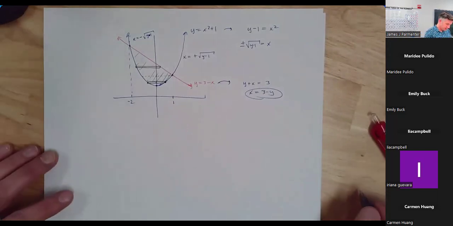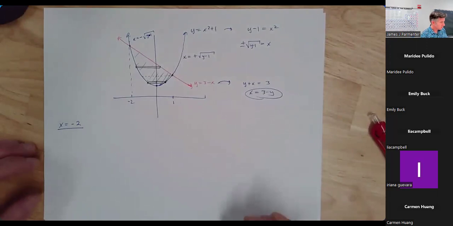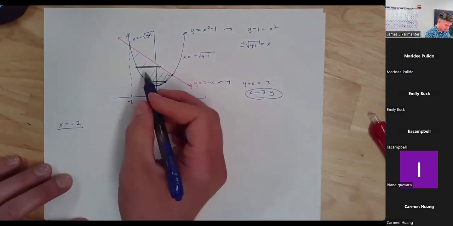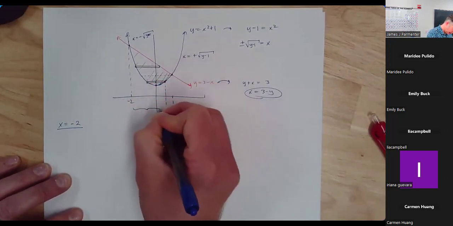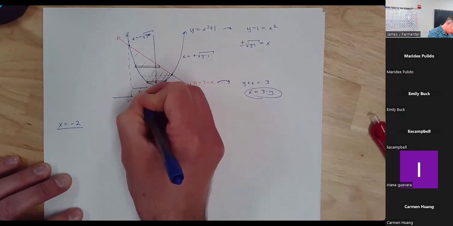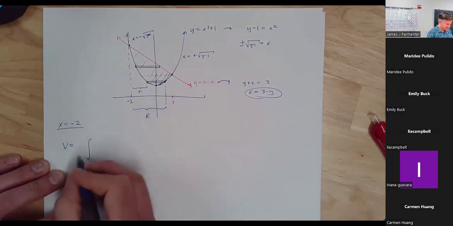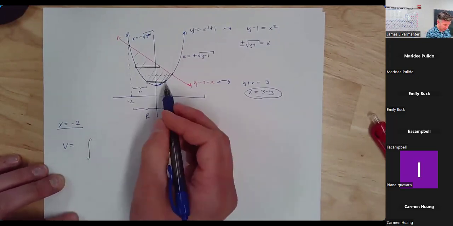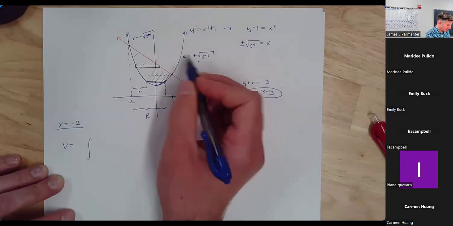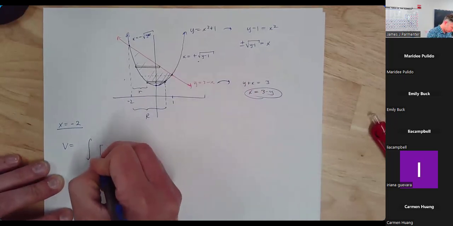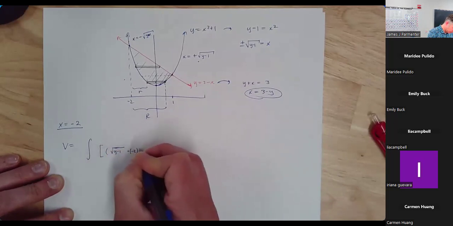Okay, so let's go around the line x equal to -2. Two integrals. The bottom one, well, there's my outer radius. There's my inner radius. So the volume is going to be first the integral from, we'll worry about those limits of integration in a second. The outer radius is going to be my further away function, the positive square root of y minus 1, minus the axis of rotation. So square root of y minus 1 minus -2.